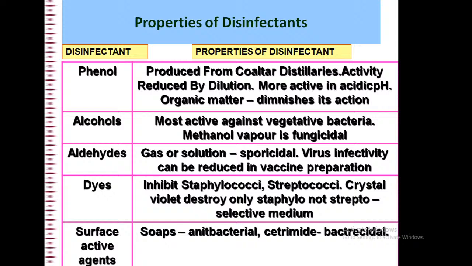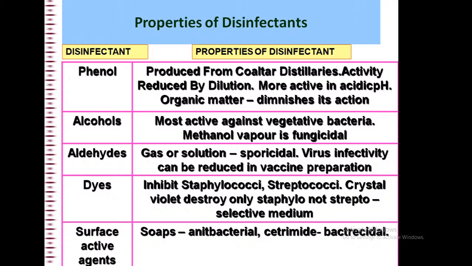Second one, alcohol. It is most active against vegetative bacteria. Also, methyl alcohol in vapor form is used as a fungicidal. Next, aldehyde. It is used in gas or solution form. It acts as a sporocidal. Virus infectivity can be reduced in vaccine preparation.